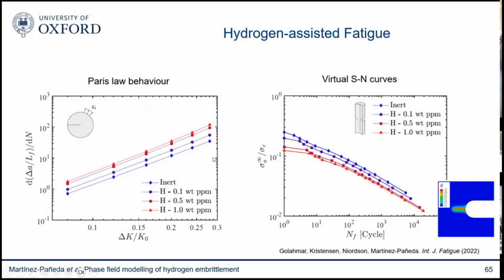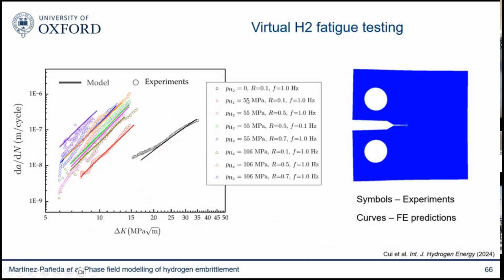The model can also be used to predict, as an output of the model, Paris law behavior for different hydrogen concentrations, and virtual S-N curves for any arbitrary choice of geometry, be it a notch sample, environment, and loading history. And we recently used this. I'm not going to spend time on this because the focus today is not pressure vessels or fatigue, but we recently used this in collaboration with our colleagues from Tenaris to understand the failure of pressure vessel steels.